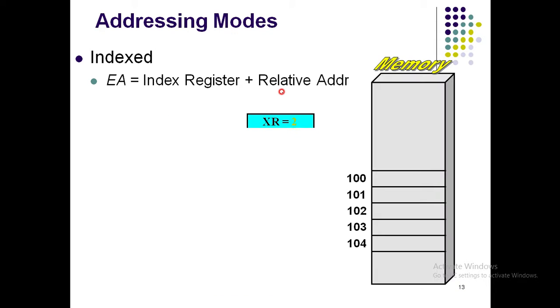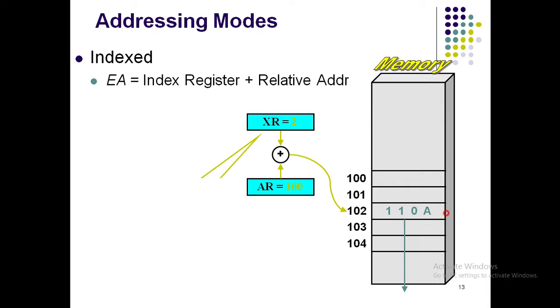Okay. So to make it more clear, we have plotted a small diagram here. You can see the effective address is nothing but the index register plus the relative address. So what is the index register now? The index register there was R5, plus the relative address. The relative address is nothing but 2. So when you add them, it is going to 102. When it reaches 102, inside 102 what do you have? You have an operand which is 110A, right?